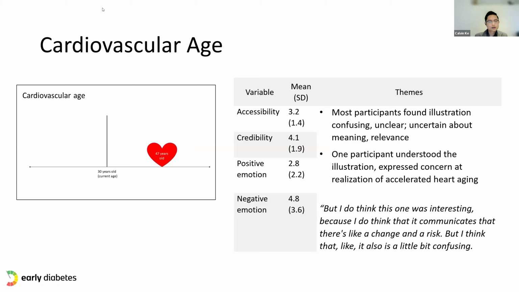There are some people who think that cardiovascular age is something that we should present, and this is the idea that somebody's cardiovascular risk is a reflection of how fast their heart is aging. So let's say they're currently 30 years old, but their heart might be 47 years old, and this puts them at higher risk of complications. But our participants found this a bit confusing, and they didn't really know what it meant. One person understood what it meant, and that led them to be more motivated, but it wasn't universally seen that way in our population.